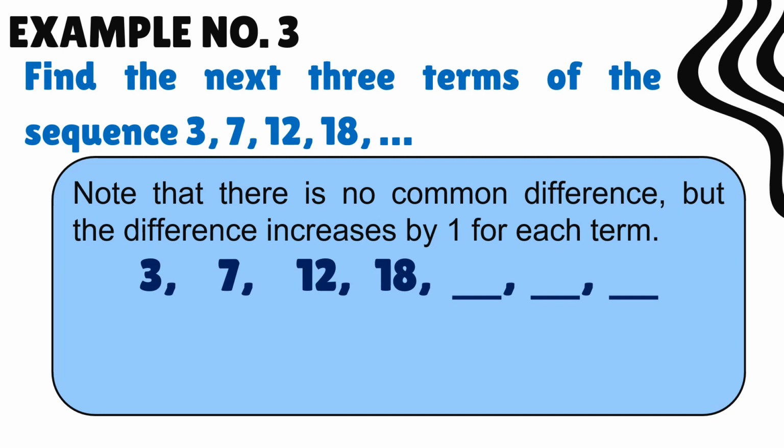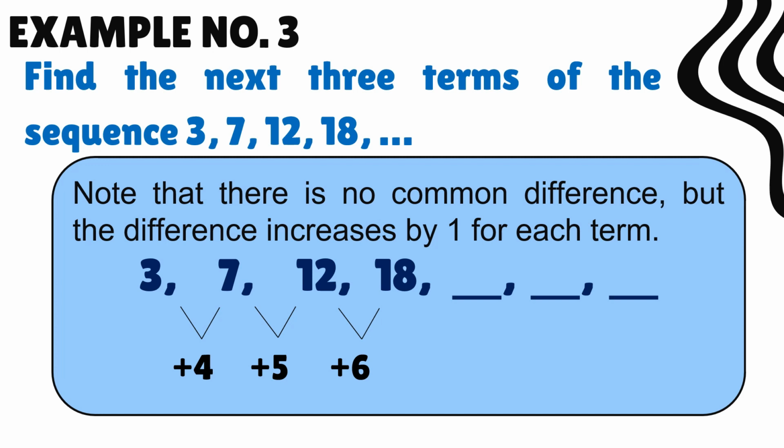For example, the difference of the second term, which is 7, and the first term, which is 3, is equal to 4. The difference of the third term, which is 12, and the second term, which is 7, is equal to 5. The difference of the fourth term, which is 18, and the third term, which is 12, is equal to 6. So as you can see in the pattern, we can get the next 3 terms of this sequence by increasing the difference by 1 for each term.